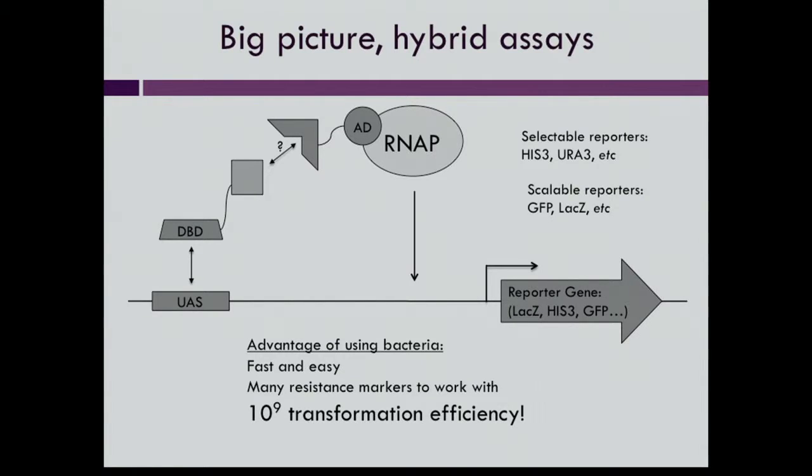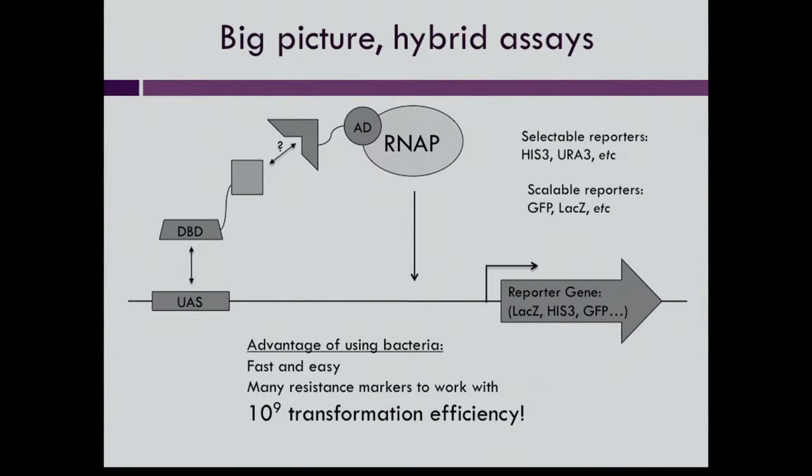Now, we have all kinds of different reporters that one might use. There are selectable reporters like His3 and Ura3, and the beauty of a selectable reporter is you can screen through very large libraries to find potentially rare variants that actually interact with one another, because you can make survival of these cells dependent on that interaction. So it's a great screening method. Alternatively, scalable reporters like GFP have different levels of output, so the amount of that output can tell you something about the strength of the interaction that you're interested in.